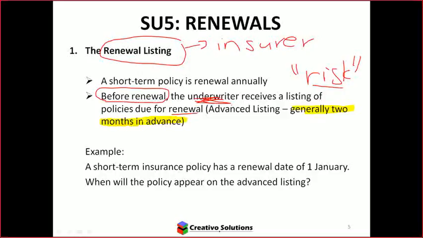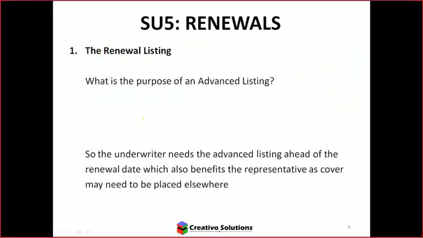So it'll be in November. Yes. Correct. Okay, the policy will appear on the advance listing in November, 2 months prior to the renewal. Okay. So what is the purpose of the advance listing then? You'll be able to review your client, whether there's been claims or no claims. Correct. Good. It's like a form of notice.